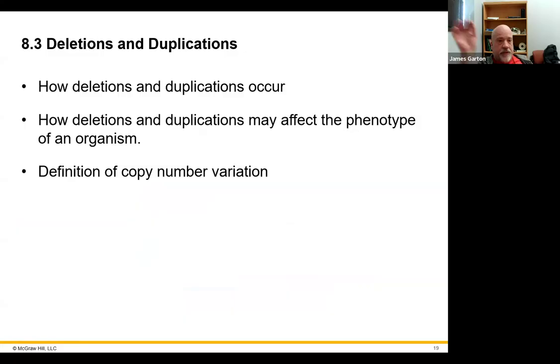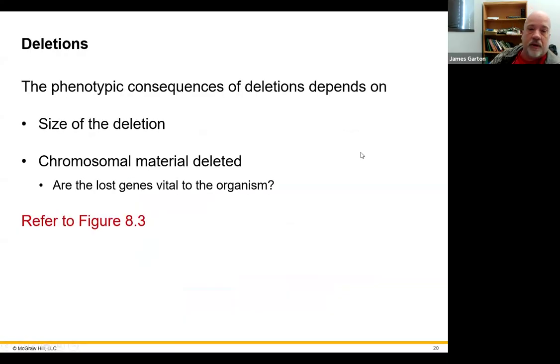Okay. Deletions and duplications. How do they occur? What effects do they have? They might cause what they call copy number variation. And so for a deletion, any chromosomal mutation, what effects it has is going to depend on how big of a region is deleted or duplicated or whatever.